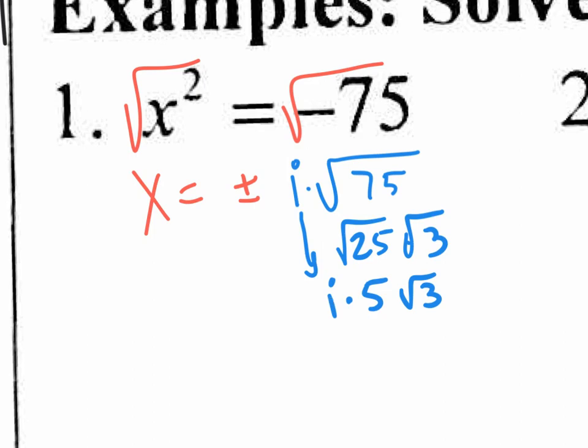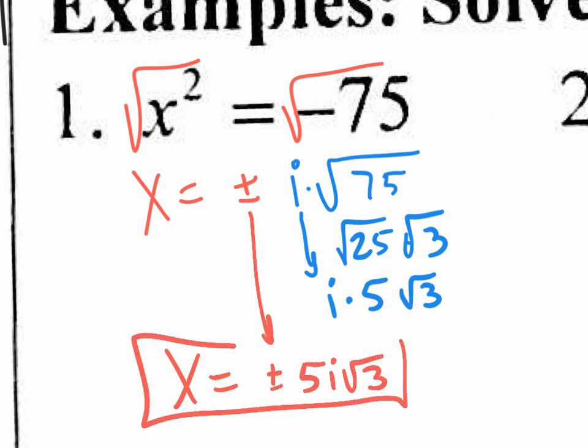So your answer right there will be x equals, don't forget about the plus or minus, 5i with the square root of 3 at the very end. That's your answer right there. It looks ugly, yeah, but really the only difference between what you were doing before and now is that if you have a negative, you're going to end up with an i in your answer.